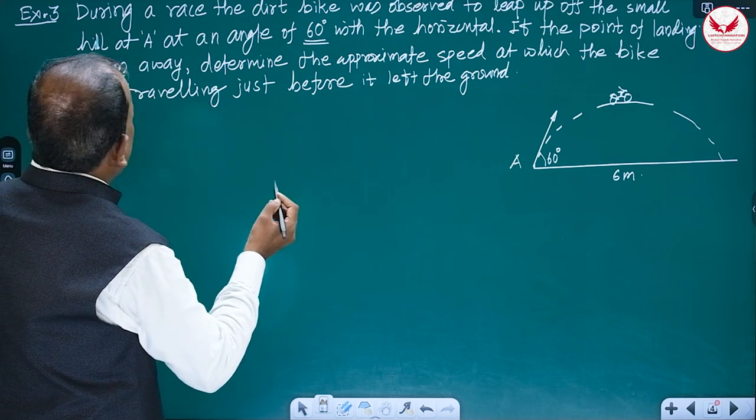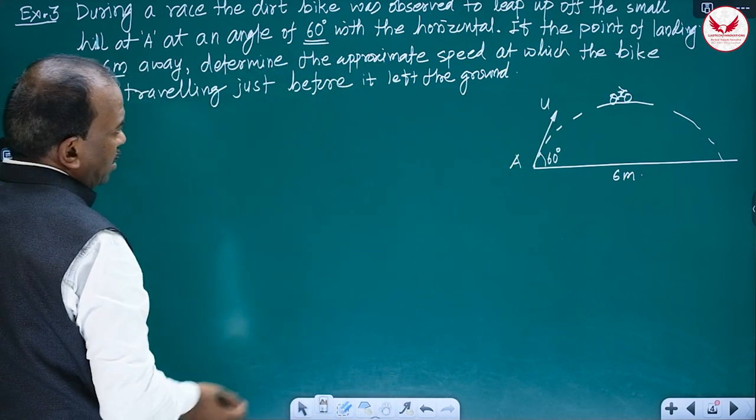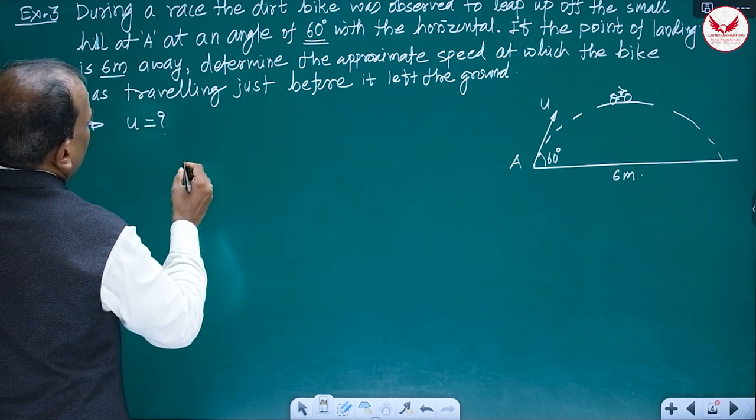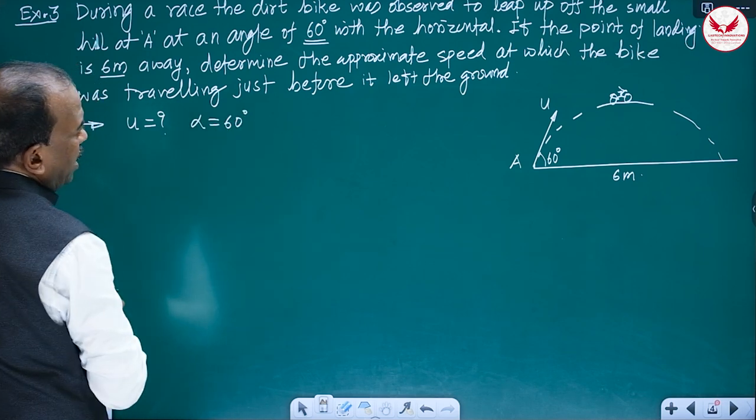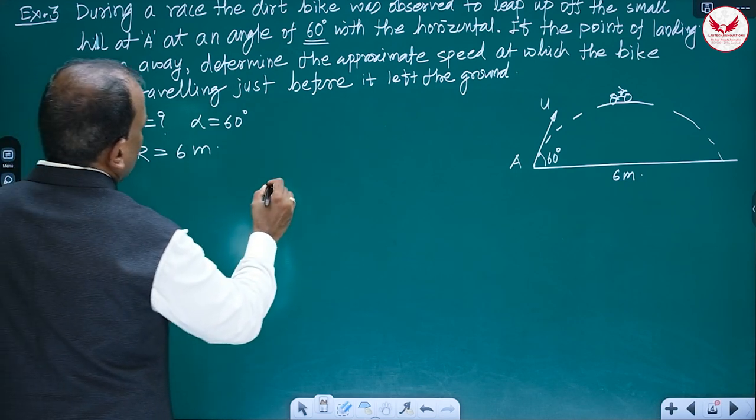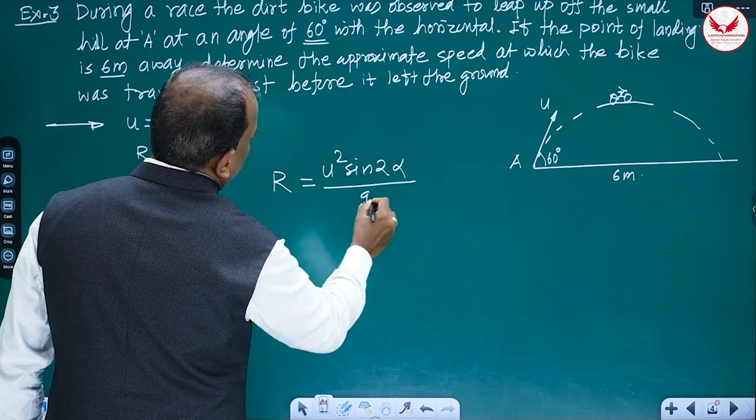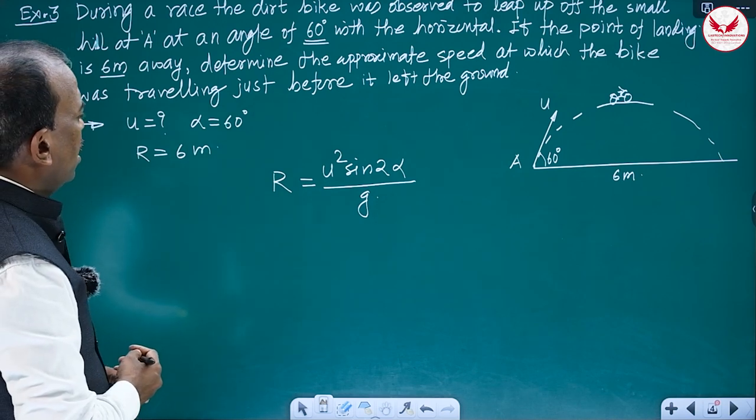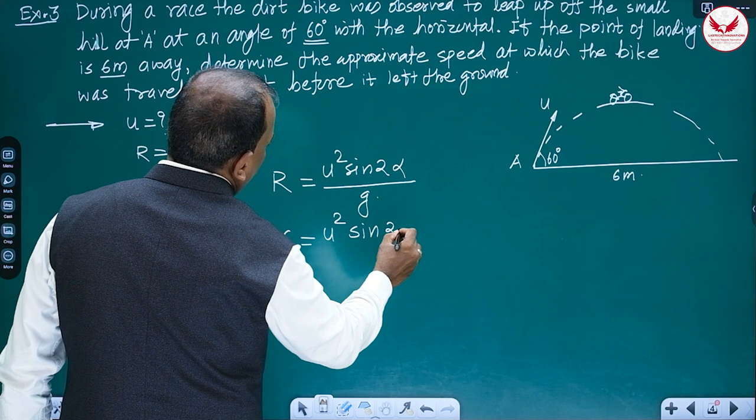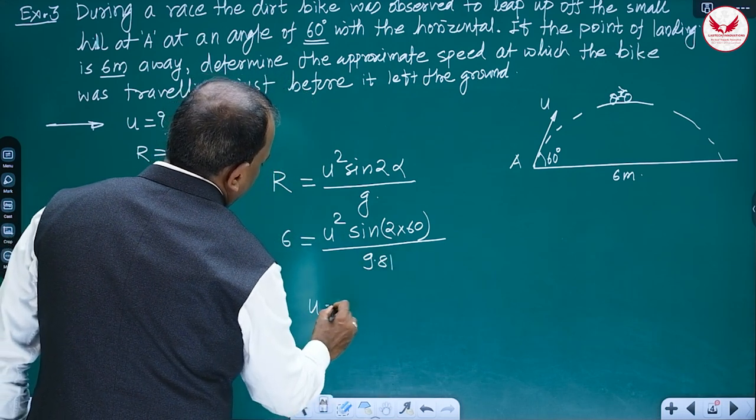We have to determine the approximate speed, meaning the velocity from A when the bike is leaping, so we have to get u. Then what is mentioned over here? Alpha is 60, the angle of projection. R is 6 meters. Then we use R equal to u square sine 2 alpha by g. R is 6 meters, u we have to calculate, sine 2 into 60, sine 120, divided by 9.81.